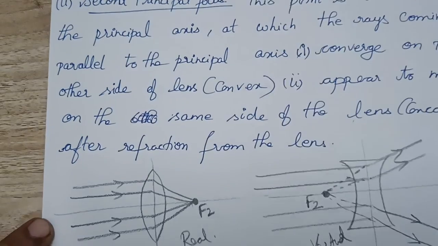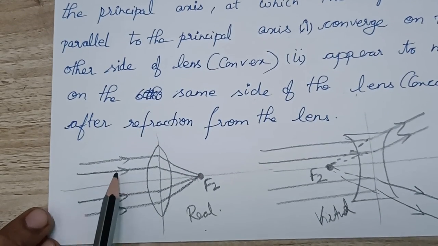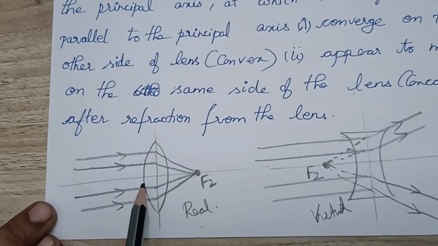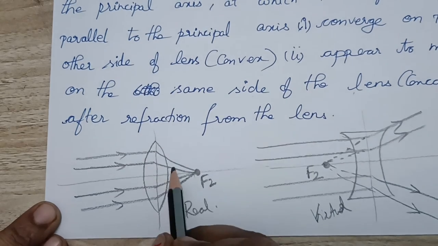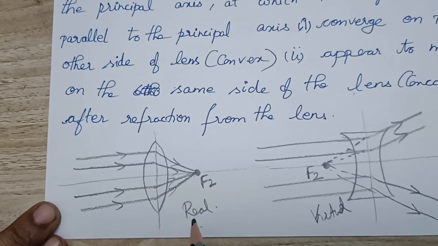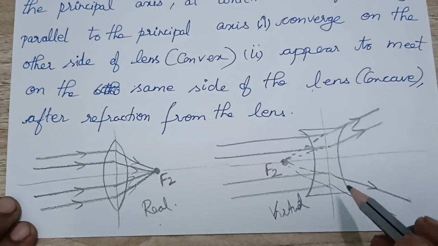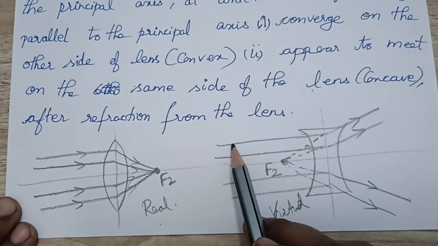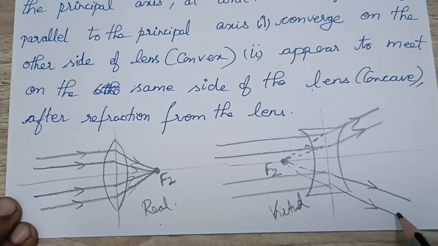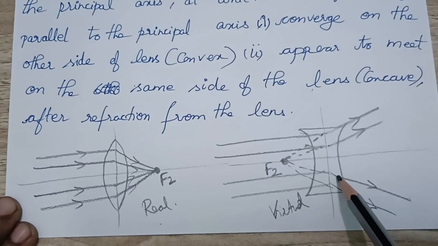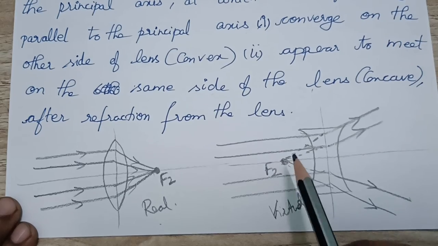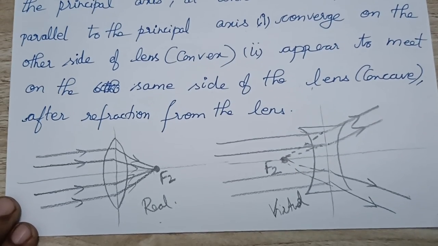In the case of the second principal focus, a ray of light which is parallel to the principal axis will, after refraction, converge at a point. That point lies on the principal axis and is called the second principal focus. In the case of a concave lens, when a ray of light parallel to the principal axis is refracted, it diverges. These diverged refracted rays appear to meet at a point on the principal axis. That is called the second principal focus.